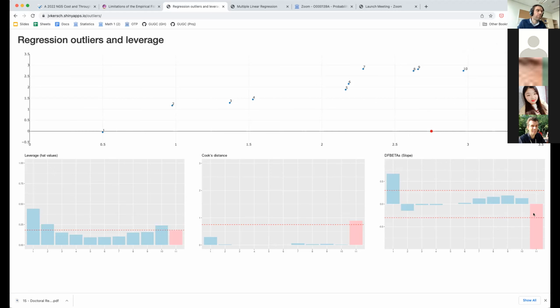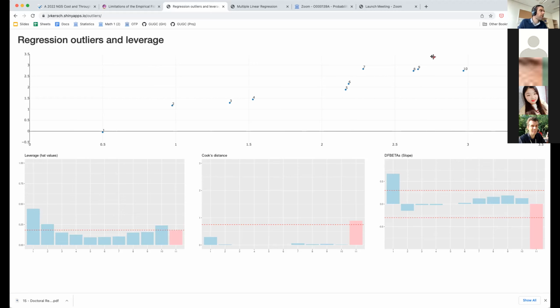So here my DF beta is negative, meaning that the slope is going to increase if I delete the red point. And that makes sense because I just said the red point drags the line down. So if I delete that point, the line is going to go up again, so the slope is going to increase. And now let's move that point around a bit and see what happens.